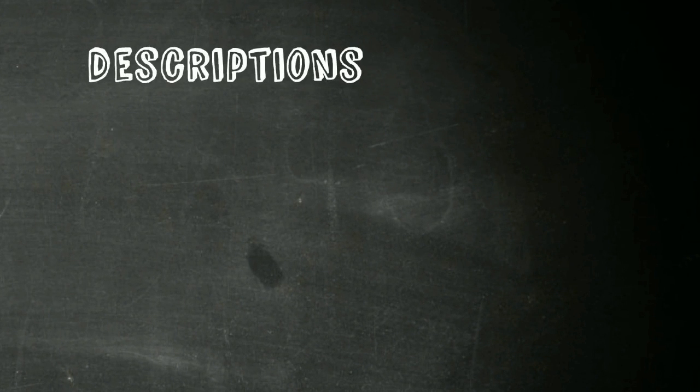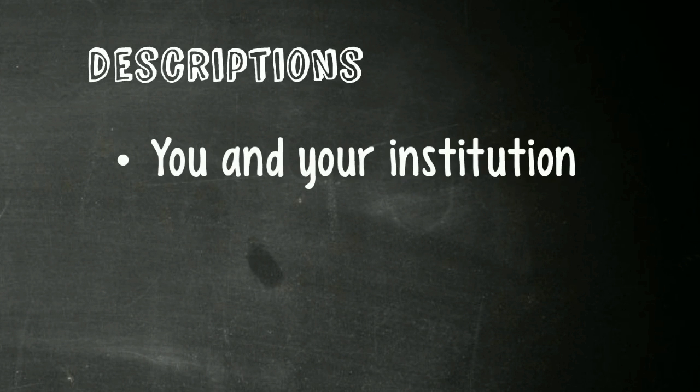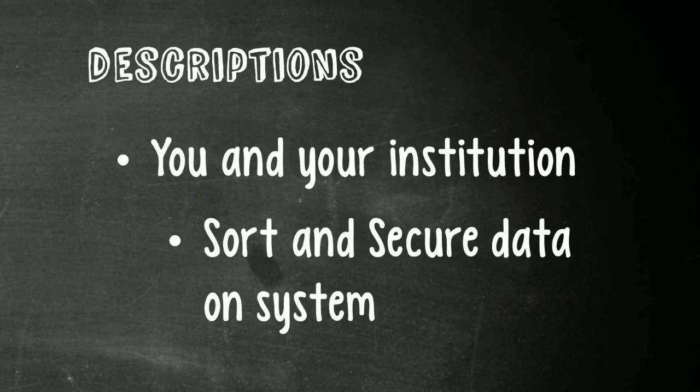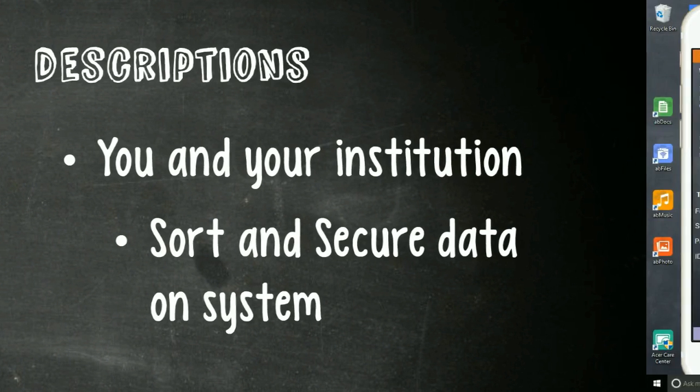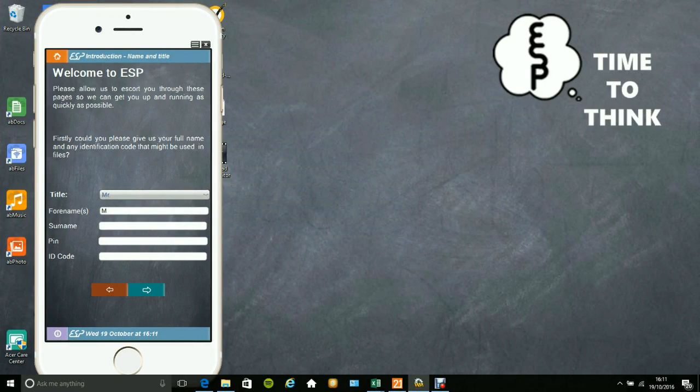Page 1. Descriptions. This refers to descriptions of both you and your institution, and it allows ESP Seating to both sort and secure data that you load to the system. If we go to the first page that you see when you install ESP Seating, you'll first be asked for both your name and your title.